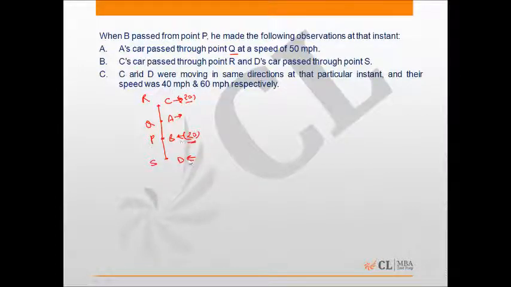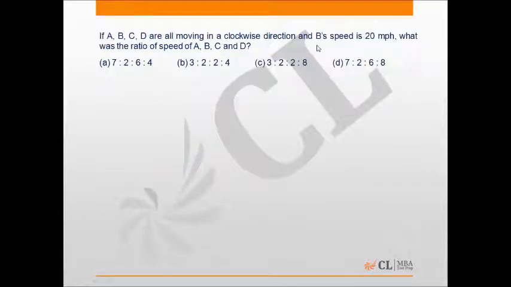Speed of D is 60 miles per hour. B and D are moving in the same direction in this case, and the relative speed in the same direction will be the difference of the two speeds. So if the difference is 60, that means D has to be 80 miles per hour, and speed of A is 50, so similarly, it will come out to be 30 miles per hour. So the ratio of A, B, C, D will be 3 is to 2 is to 2 is to 8. 3 to 2 to 2 to 8 is option C.